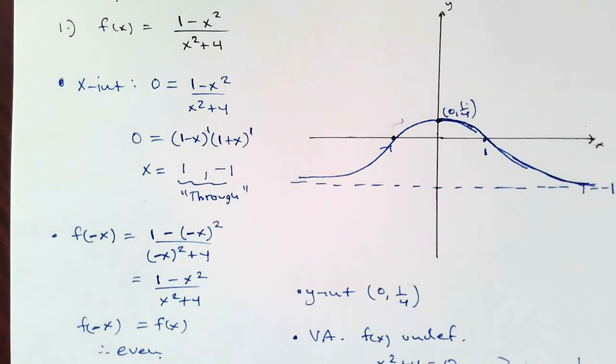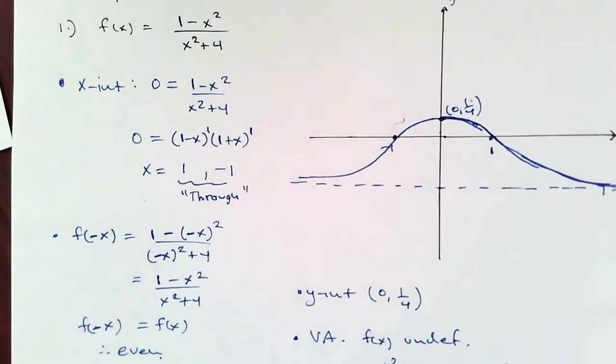Okay, so no vertical asymptote on that one. So that one's a little bit different than some of the other ones we've done.